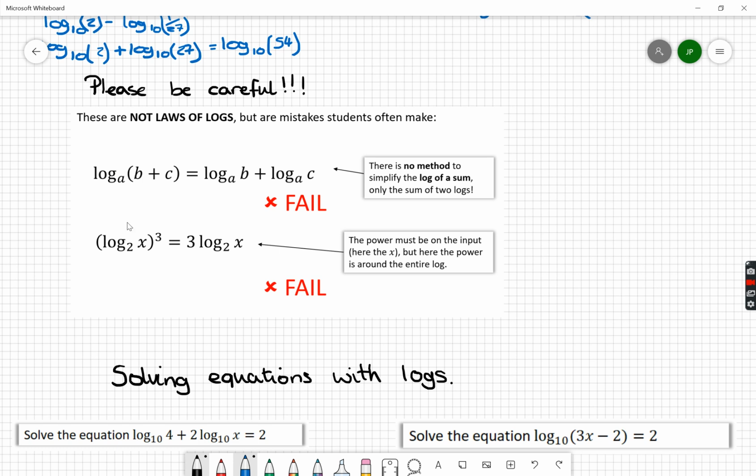The same way that if you are cubing log base 2 of x, that is not 3 log base 2 of x, because that will be log base 2 of x times log base 2 of x times log base 2 of x. A very different thing. So two things for you to be really careful of that I do not want to see people making mistakes with. Really common ones we need to be really careful with.